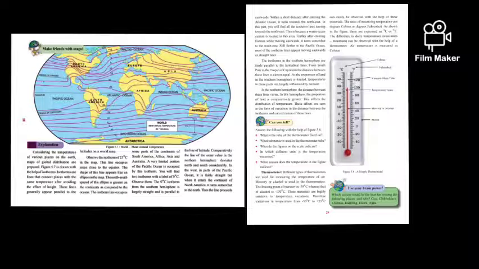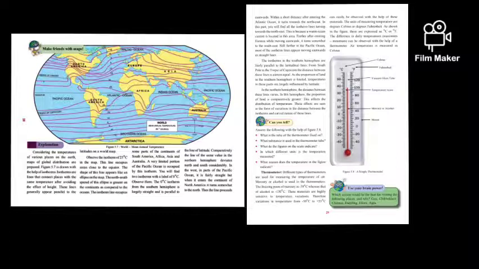So let us see what these lines are. These lines are called isotherms. Considering the temperatures of various places on the earth, maps of global distribution are prepared. Figure 5.7 is drawn with the help of isotherms. Isotherms are lines that connect places with the same temperature after avoiding the effect of height. These isotherm lines connect the places of the same temperature.